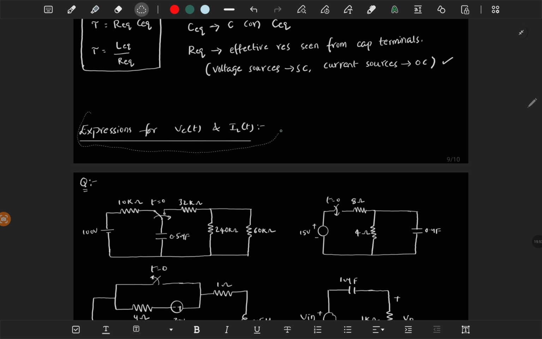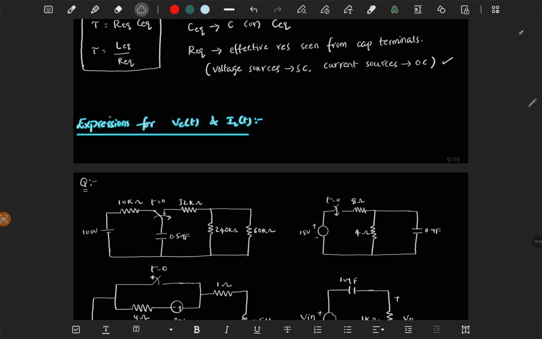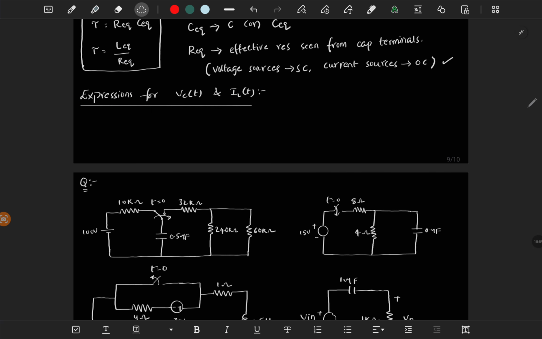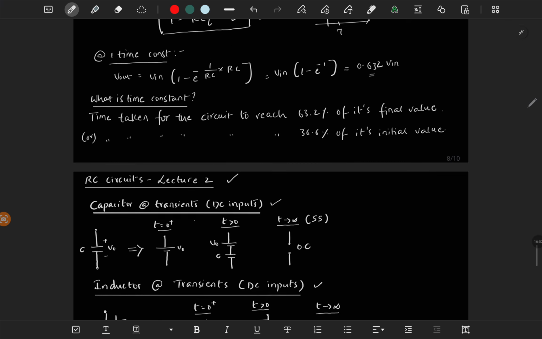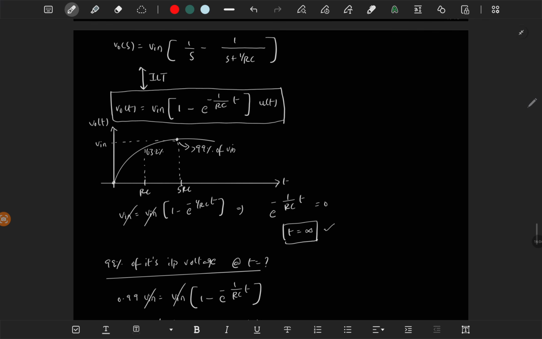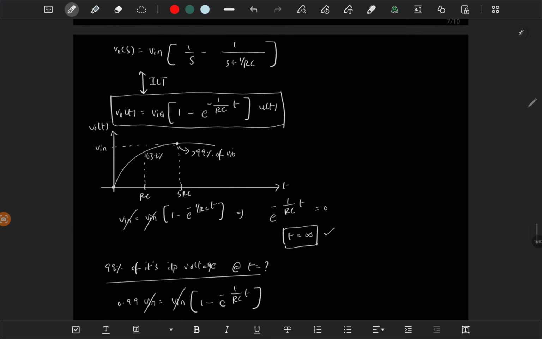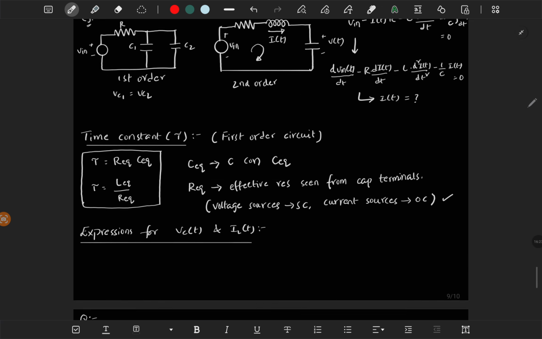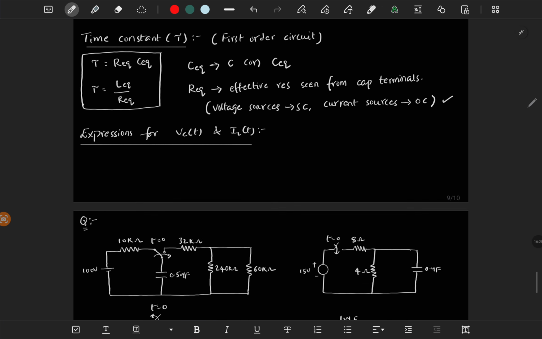And we will write the generalized expression for a first order circuit. If you remember, for a series RC circuit we got the output voltage across the capacitor as V in times 1 minus e power minus 1 by RC into t, into u of t, something like this. This may vary from circuit to circuit. We cannot remember all of these, right? So we can go for a generalized expression. So what does it mean? This is also only for first order.